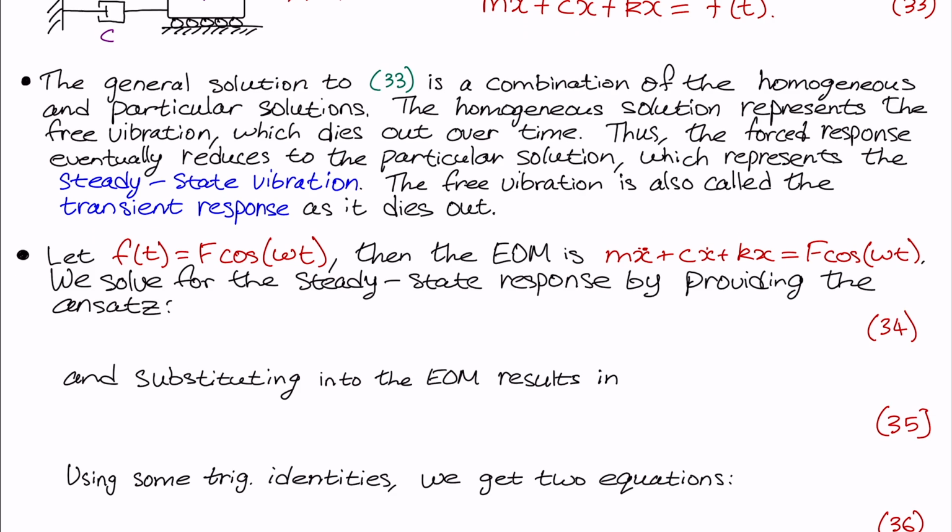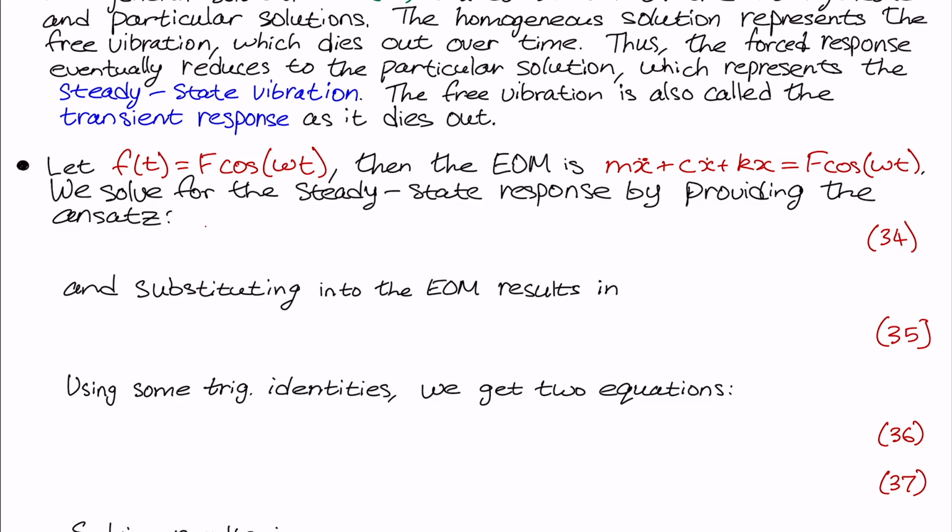Okay, so we're going to let f of t here be equal to capital F times the cosine of omega t. So now we're applying a harmonic force, and then the equation of motion is the same as before, except now we have this harmonic force applying to it. In this case, we are going to focus right now on solving for the steady state response, and then we'll deal with the complete solution on the next page. We're going to do this by providing the ansatz that our steady state solution x of t is equal to some amplitude big X times the cosine of omega t minus a phase angle phi, where here phi is a constant, as is the amplitude X.